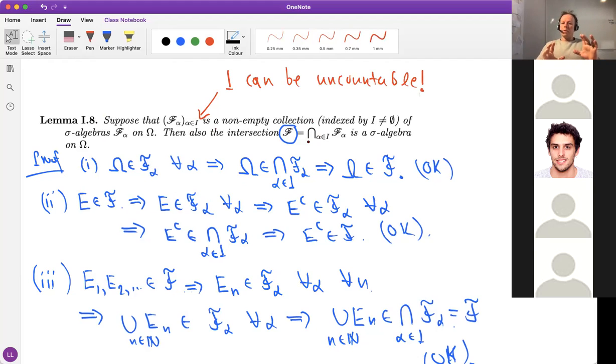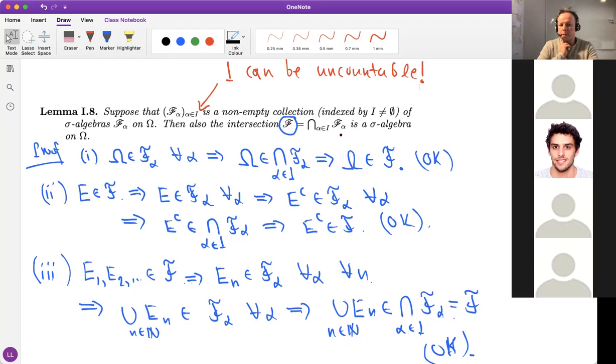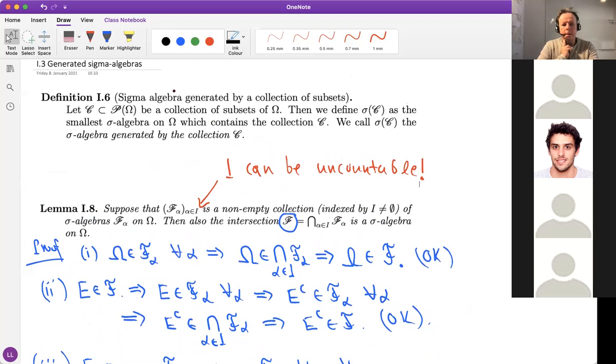Now let's be careful. We are looking at the intersection of the sigma-algebras, so we are looking at the intersection of the collections of sets. This is how the lemma works. Why is this lemma so important? It is because it helps to prove the corollary. The corollary is that this definition does make sense, this sigma-algebra generated by the collection.